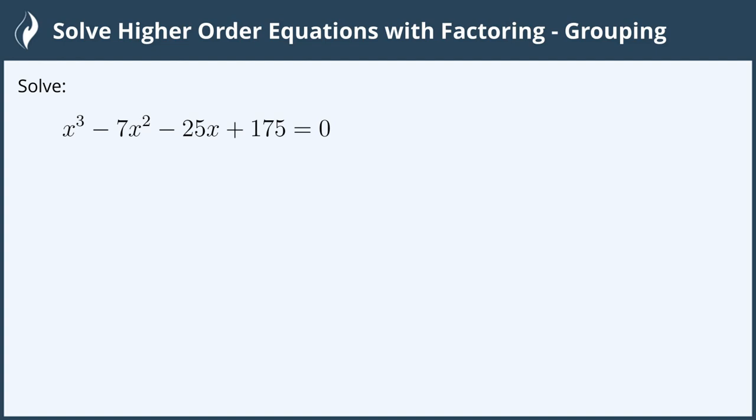Hi everyone! In this video we will solve higher order equations with factoring by grouping. Solve x to the third minus 7x squared minus 25x plus 175 equals 0.